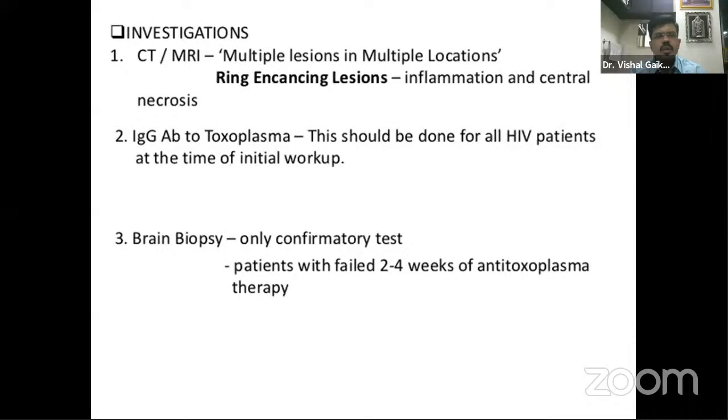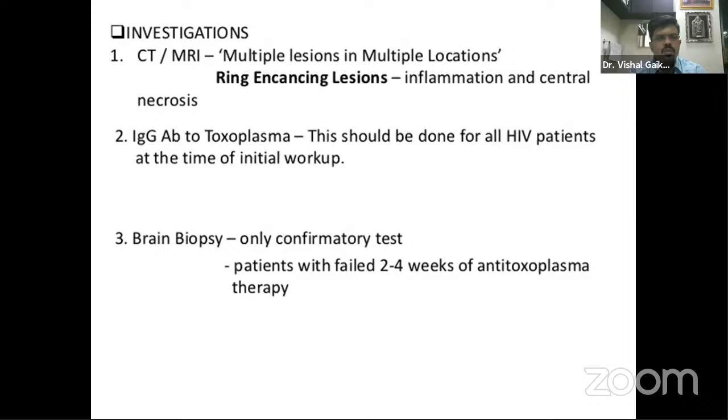Investigations are fairly specific. If we do the MRI, there will be multiple ring enhancing lesions in multiple locations. It may mimic a TB lesion, or it may mimic a lymphoma lesion, but there are subtle differences in the ring. In TB, the ring will be comparatively thick. There may be central necrosis. The ring is usually regular. In toxoplasma, the rings are usually irregular. Comparatively, they are bigger lesions with mass effect, and these may also have central necrosis.